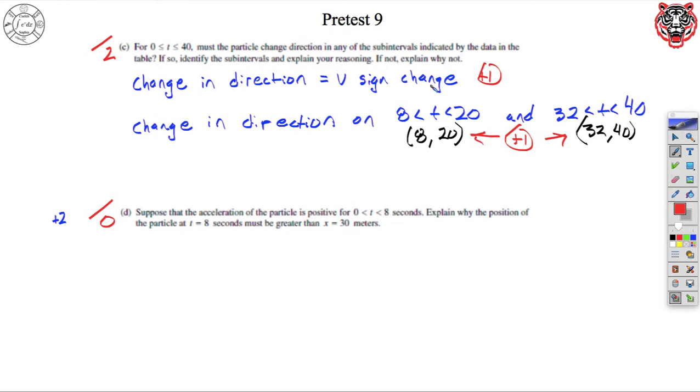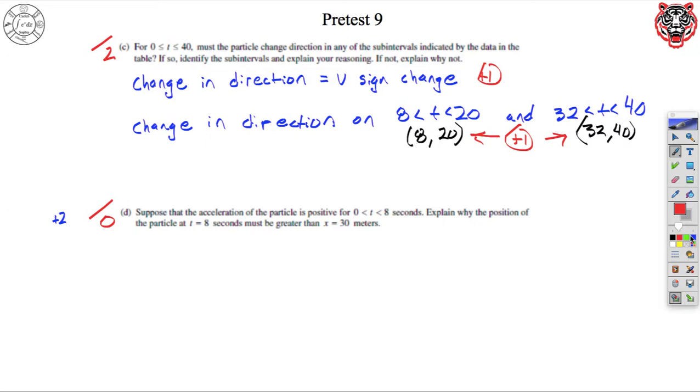Read your answer once again, Rosalie. There is a max at 8 is less than t and t is less than 20, and a min at 32 is less than t and t is less than 40. I just love your reason. You just said max? Max of what? Max of V, max of position? I just said min and max. Yeah, you have to be more specific, sorry.